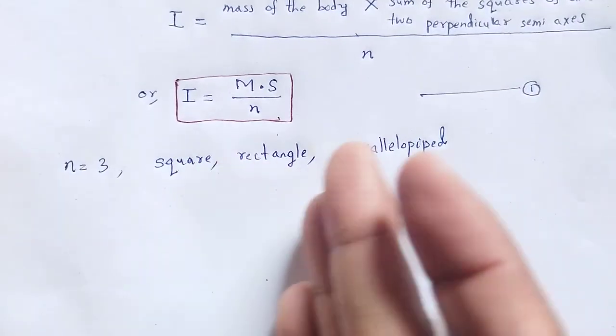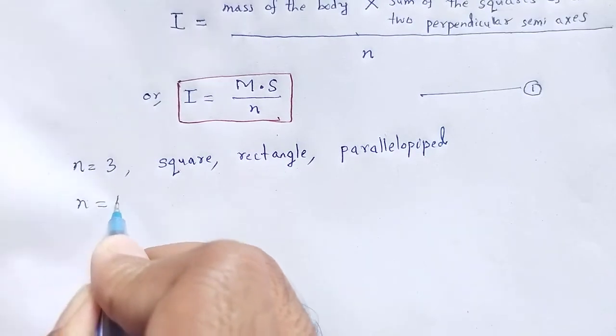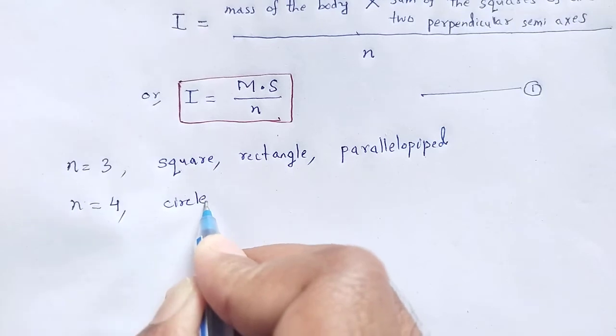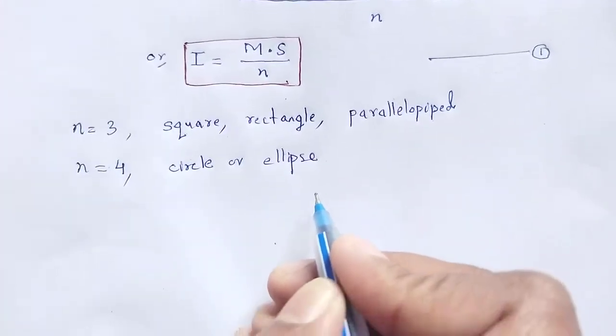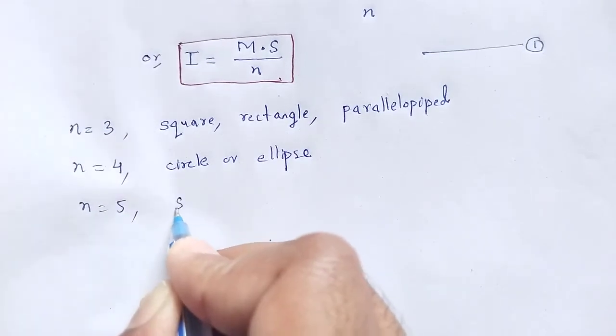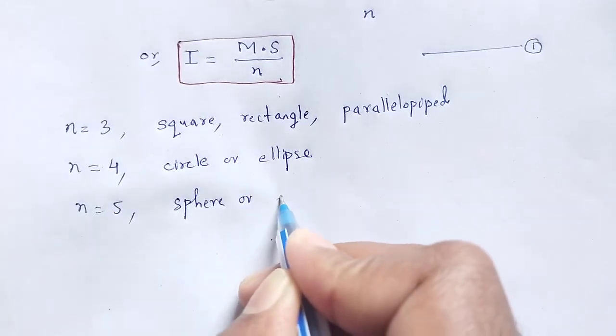n is equal to 3 for this, but n is equal to 4 for a circle or ellipse. n is equal to 5 for a sphere or ellipsoid.